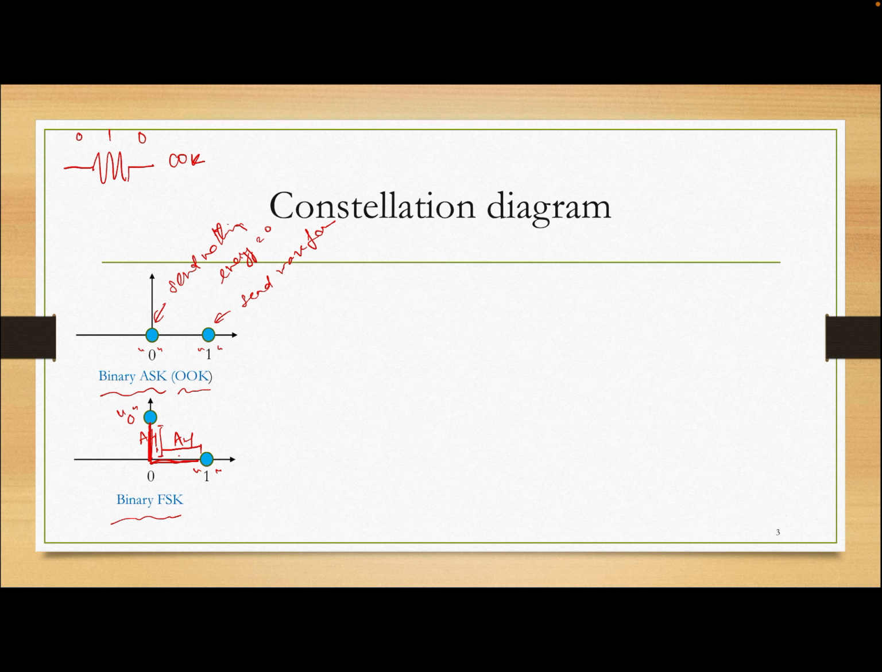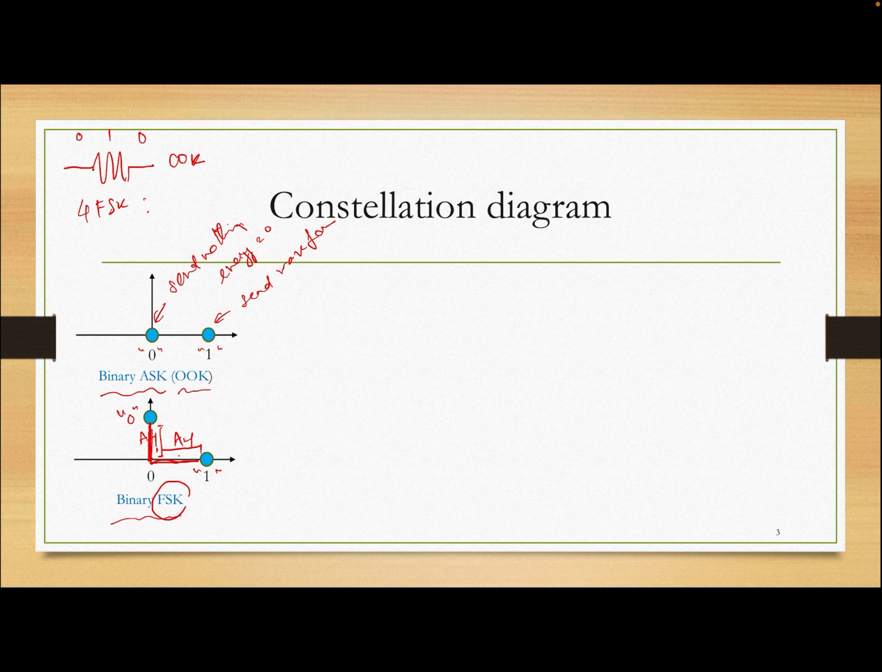For 1, you may have phase 0. For 0, you may have phase pi over 2, or vice versa. But in terms of FSK, we don't actually look at it as the phase. In 2 dimensions, it looks like they have 2 different phases.